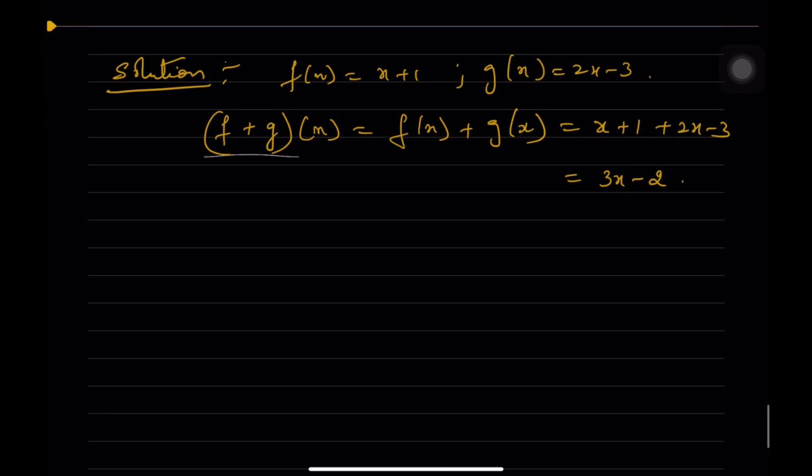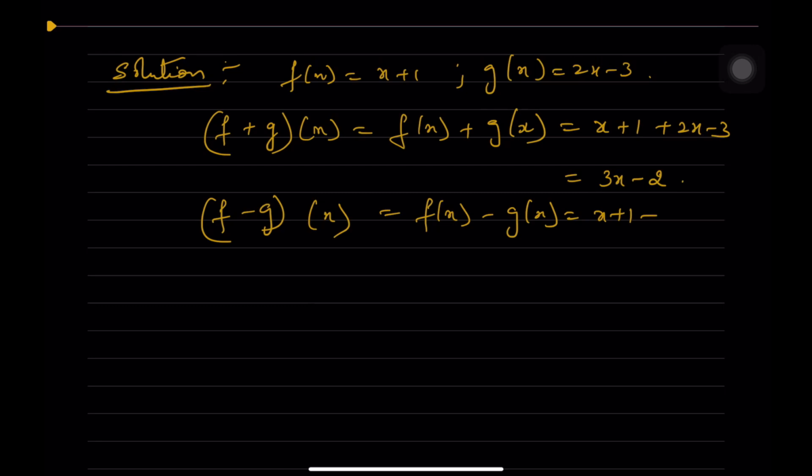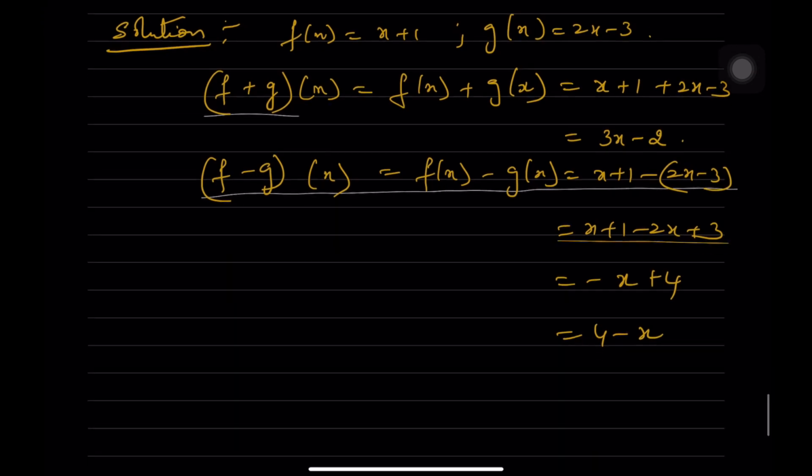Next, f minus g of x is equal to f of x minus g of x, which is equal to x plus 1 minus of 2x minus 3, which is equal to x plus 1 minus 2x plus 3. So you are going to get it as minus x plus 4 or 4 minus x. So this f minus g of x is equal to minus x plus 4 or 4 minus x.